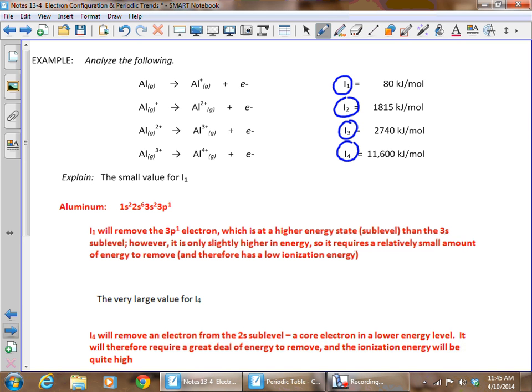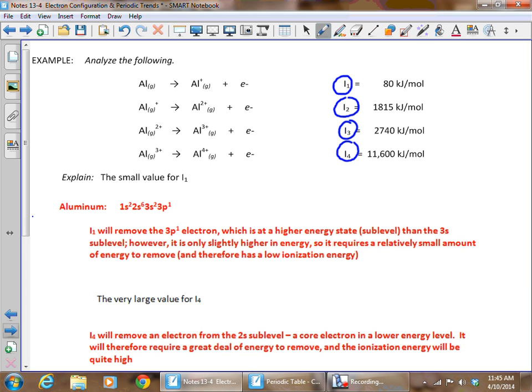Now think about it. For aluminum, it's a 3p1, doesn't require too much energy to remove that 3p1 electron. Remember, it's higher in energy than the 3s, so it's going to require, in this case, only 80 kilojoules per mole to remove that.